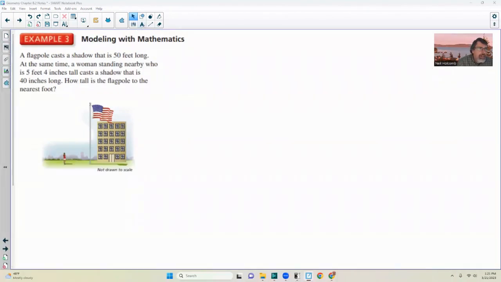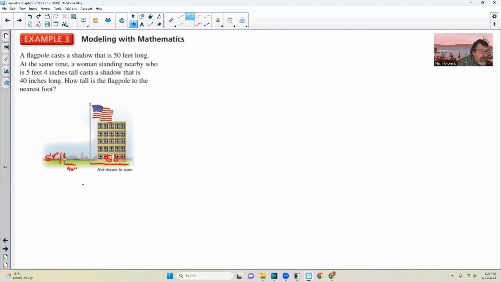Okay, example 3, modeling with mathematics, a real life situation. The flagpole casts a shadow that is 50 feet long. So here's a flagpole in front of a building. So this distance right here from that to that, the shadow is 50 feet. At the same time, a woman standing nearby who is 5 feet 4 inches tall. So her height is 5 feet 4 inches, casts a shadow that is 40 inches long.